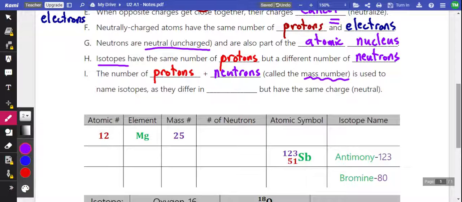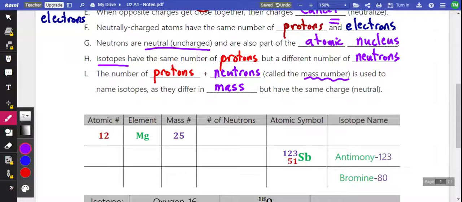Okay, so isotopes only differ in mass. The only difference is they have a different mass. They have the same charge. Having more or fewer neutrons doesn't change the charge. All it changes is how heavy that atom is.